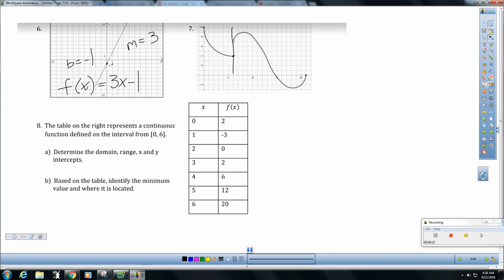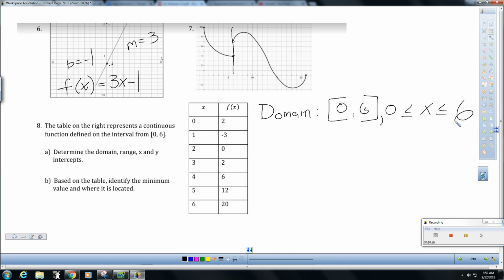All right, now, the table on the right represents a continuous function. So it's some points from a continuous function. Determine the domain, range, x-intercept, and y-intercept. Well, the domain. There are two ways to write the domain, okay? Let's see. You can write it like this. X goes from 0 to 6 with a hard bracket, or you can say X is greater than or equal to 0 and less than or equal to 6. Both of those are fine.